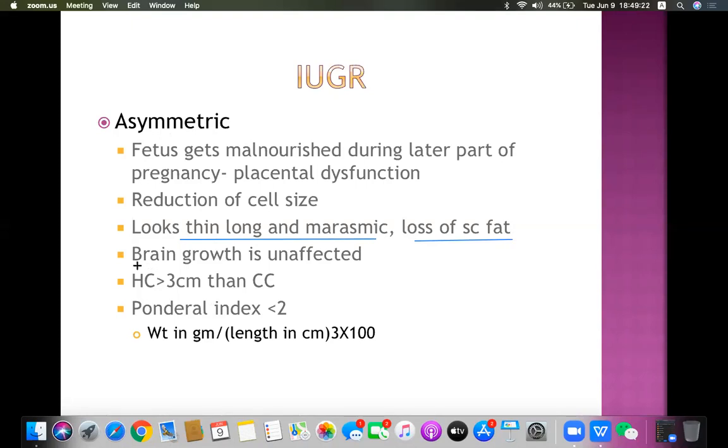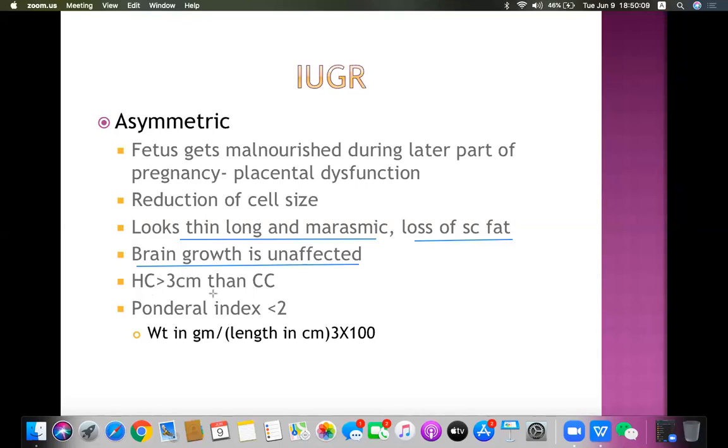Now, another important point here is the brain growth is unaffected, meaning the size of the brain is still like a normal baby. So because of this, the brain can utilize a high amount of glucose. So the glucose demand is high in asymmetrical IUGR, just like a normal full-term baby. But the storage form of glucose in the form of glycogen is less because the liver size is already contracted. Liver is small, so the storage is less, but the demand is high. That's why this asymmetrical IUGR baby can quickly develop hypoglycemia, even much more commonly than preterm babies.